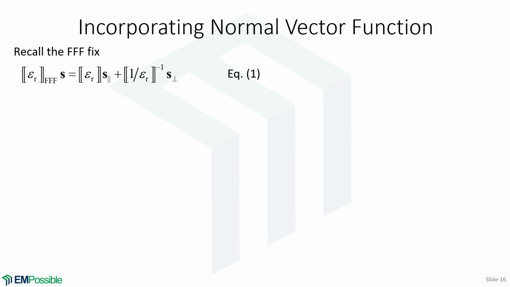So let's incorporate this normal vector field, or normal vector function. Let's remember the fix. We had our convolution matrix operating on S. We decomposed S into the tangential and normal components, and we used our fast Fourier factorization trick to fix a convergence issue that was happening here, but now we have fixed it.